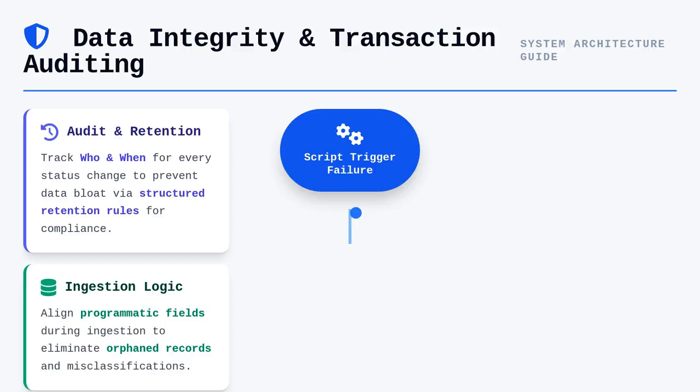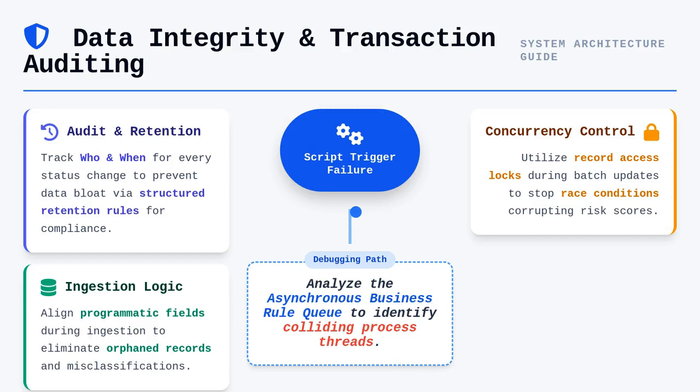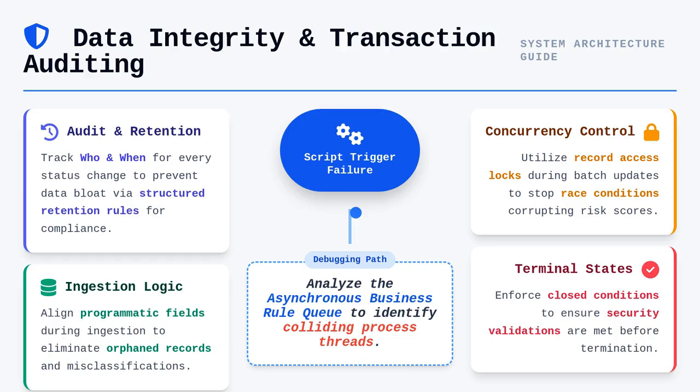When you encounter a situation where a script trigger fails during a state update, the primary debugging path involves examining the asynchronous business rule queue to see if process threads are colliding. Managing record access locks is a necessary trade-off when multiple background batch updates occur in parallel, as you must prevent race conditions from corrupting the risk score or the assignment group. Establishing a robust set of closed conditions ensures that an item does not reach a terminal state without meeting the prerequisite security validations.